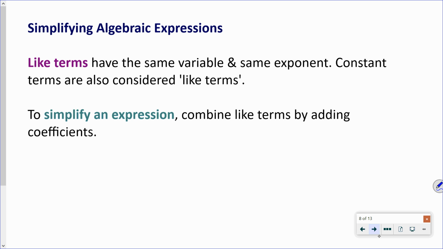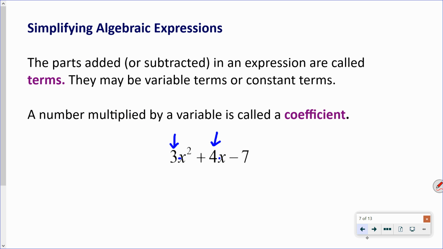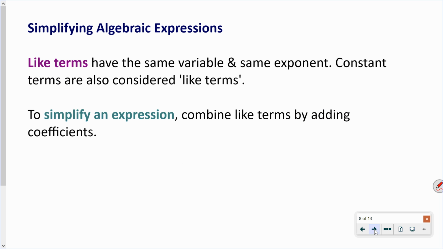Like terms, as promised, are terms that have the same variable and same exponent. Exponent is the little number that's written, let me arrow back a slide so I can show you what an exponent is. The little number in here, this is called an exponent, and if you see two terms that have the same variable, same exponent, then they are like terms and you can combine them. Constant terms are also considered like terms.